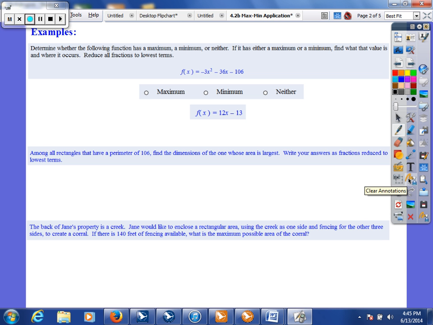Now if we move on and take a look at some actual application problems here. Okay, let's look at this one. It says among all rectangles that have a perimeter of 106, find the dimensions of one whose area is largest. Maximum. Okay, it's another word there. Write your answers as fractions reduced to lowest terms. Okay, so here we go. Rectangles.